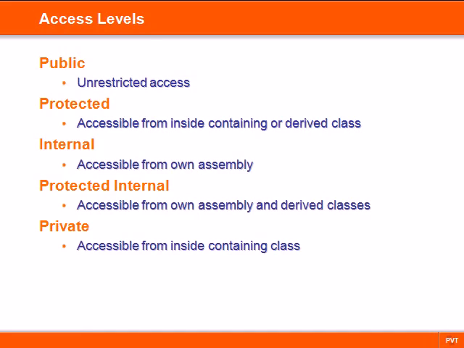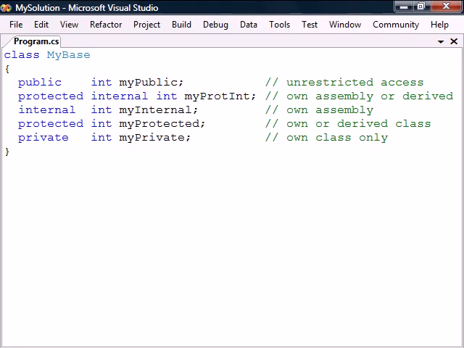There are 5 access levels available in C#. These are public, protected, internal, protected internal, and private. To show their differences, let's define one field for each access level. The default access level for fields and methods is private, so writing private here is optional.